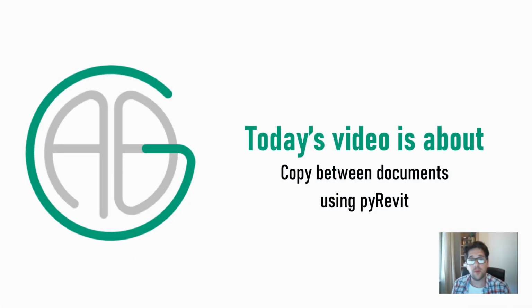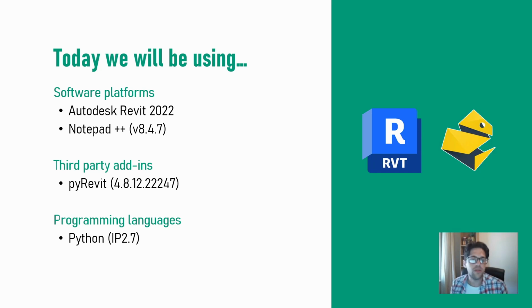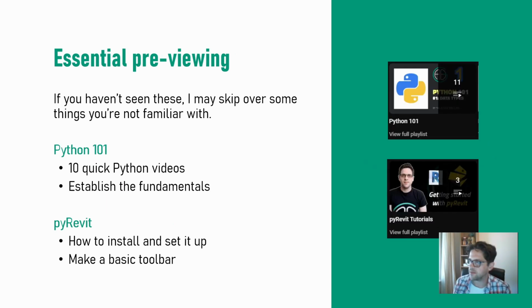G'day there, you're watching the Aussie BIM Guru, and today on the channel we'll be looking at using pyRevit to copy elements between documents, so sort of like a selective transfer project standards if you've used that tool in Revit before. So we'll be using Autodesk Revit 2022 and Notepad++ as our, not really IDE, but effectively where we're writing our script. We're using pyRevit and also IronPython as our programming dialect.